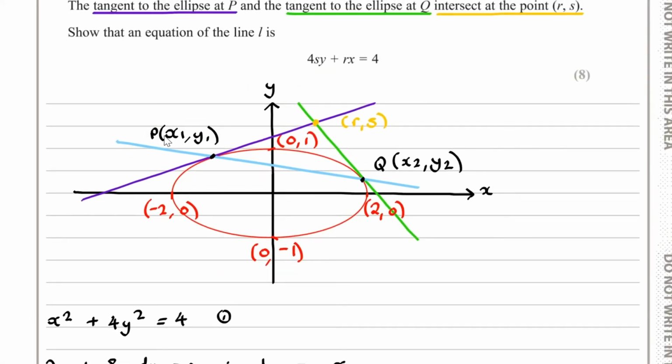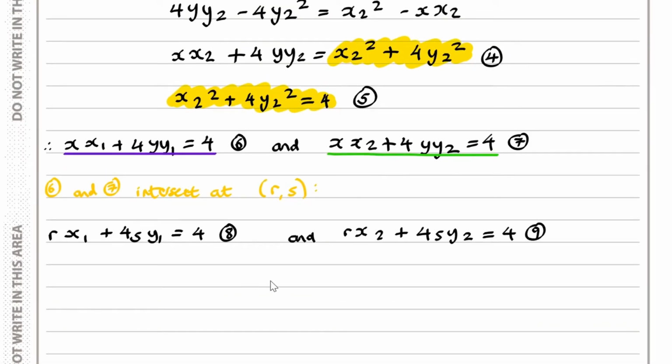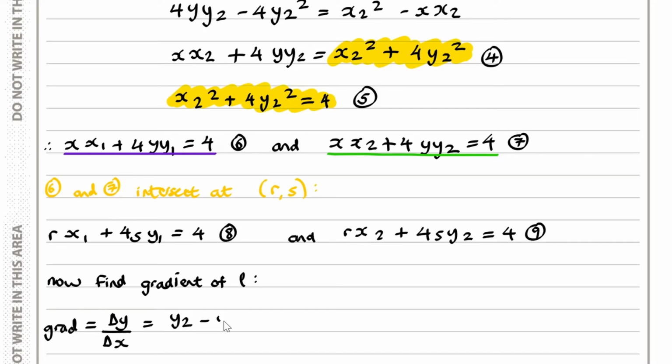And the gradient of this blue line over here, that's equal to the change in y over the change in x. And we can relate that to what we have over here in terms of R and S. And the reason I want to do that is because if I know the gradient, I already know these coordinates over here, we can find the equation of L. Okay? So, having said that, what we can now do is find the gradient of L. So let's write that down. Now find the gradient of L. So the gradient is equal to the change in y over the change in x. So we have the gradient y2 minus y1 over x2 minus x1.